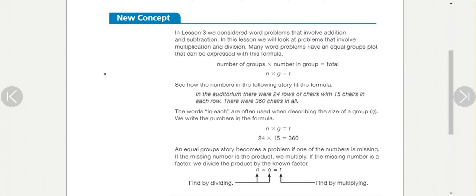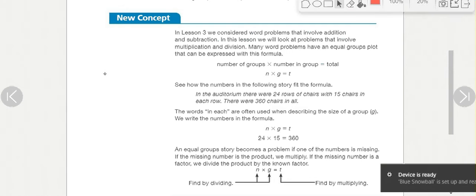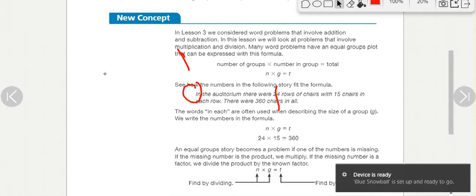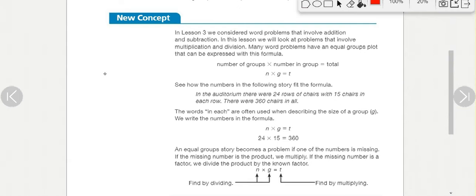Great equation reminder here. Number of groups times number in group equals total. That's something we're going to return to a lot this lesson. They abbreviate that N times G, for number in group, is total. See how it fits in this story right here.